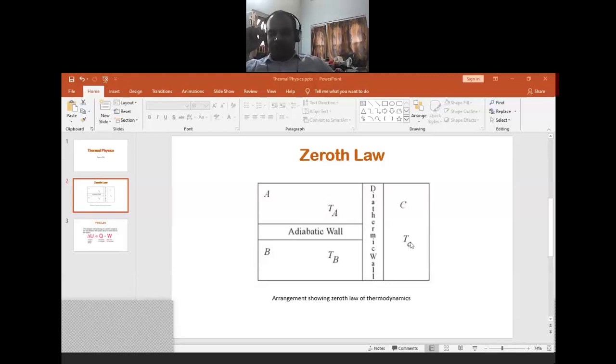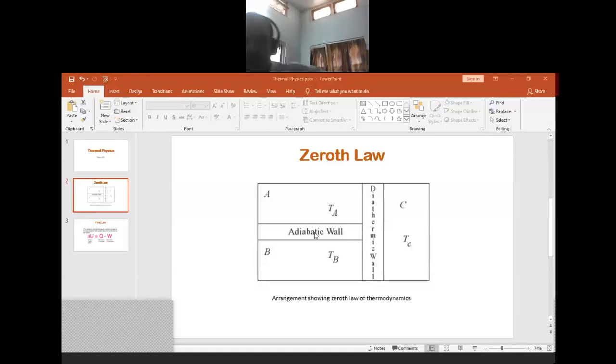The systems A and B are separated from each other by an adiabatic wall. As you can see, A and B are separated from each other by an adiabatic wall.